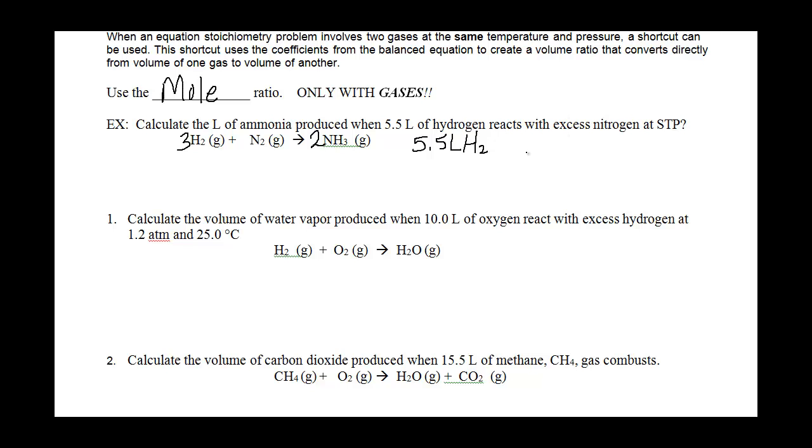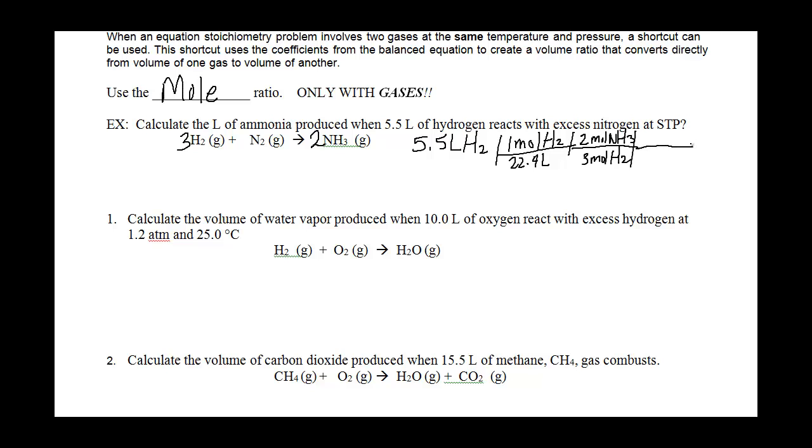Well, it's at STP. What do I know? I know 1 mole is 22.4 liters. And this is 1 mole of what? Hydrogen. But what did it ask me? Just in stoichiometry, it asked for ammonia, so using your mole ratio, I get out 2 moles of ammonia for every 3 moles of hydrogen.